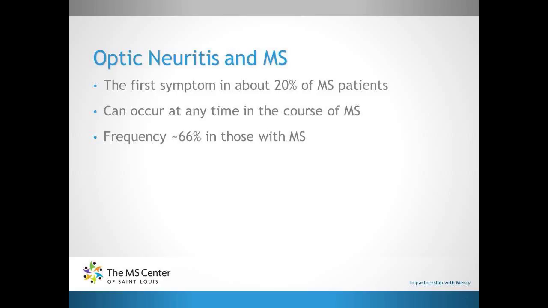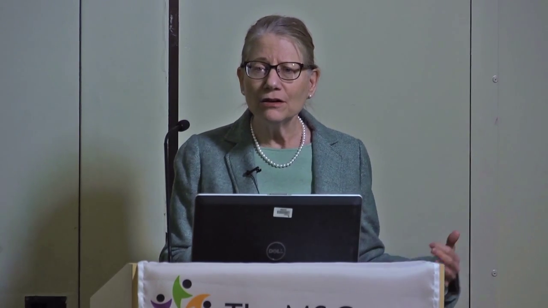Now, the frequency or the rate at which it occurs in those people with MS over a lifetime is 66%. That's rather high. Some people may have one bout of optic neuritis and then have another episode, or what we call a recurrent episode. That's the nature of relapses. They come and then they go and then they come again. So the frequency can be high.